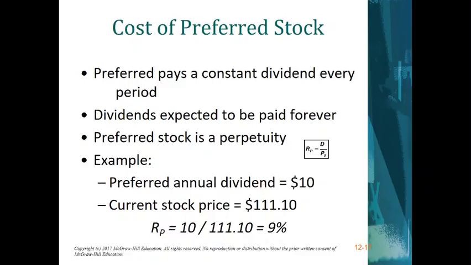And we've calculated perpetuities before. You would simply take the preferred annual dividend and divide it into the current stock price to come up with the rate of return for the preferred stock. Here you've got a dividend of 10. The current price is 111.10. You divide the 10 into the 111.10 and you come up with 9%.